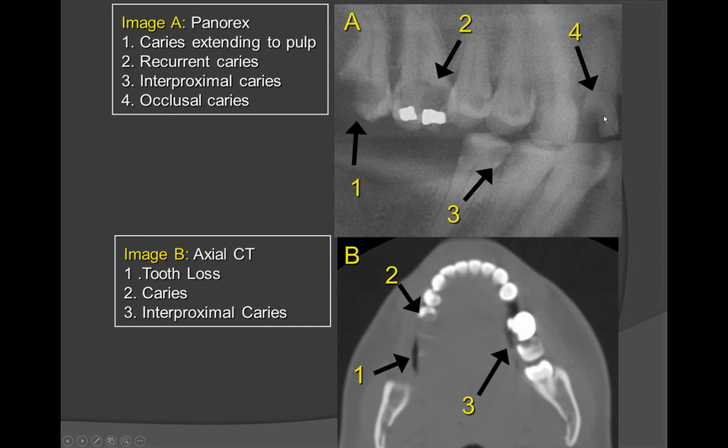And this would be what would be called an occlusal carie, a carie of the surface of the tooth, which faces up or down. We can see this on CT. We will have tooth loss, dental caries, and we can have interproximal caries, just as we can see on radiographs.